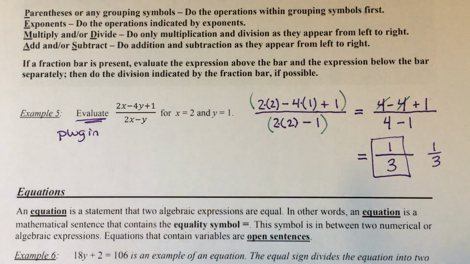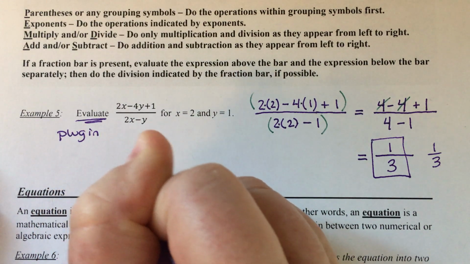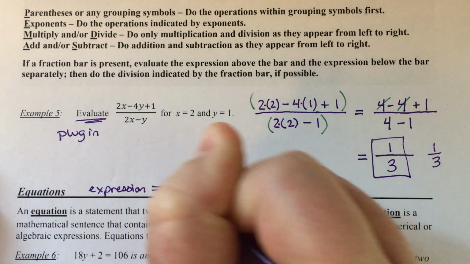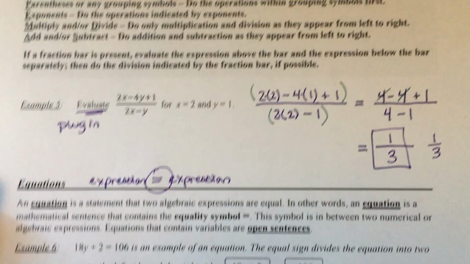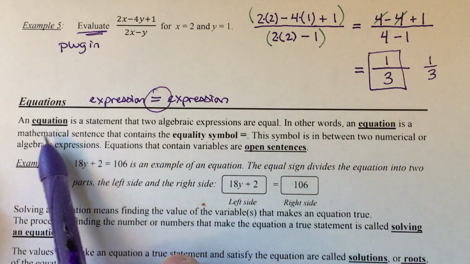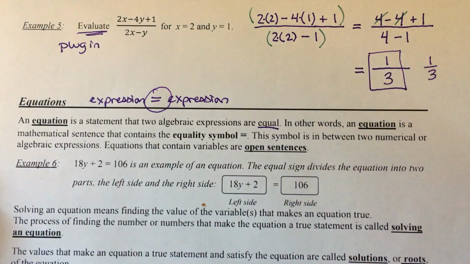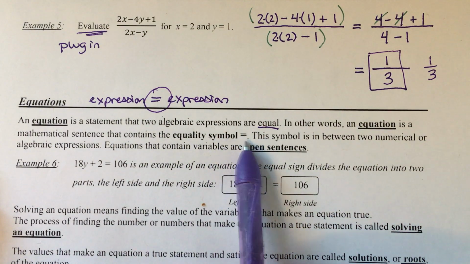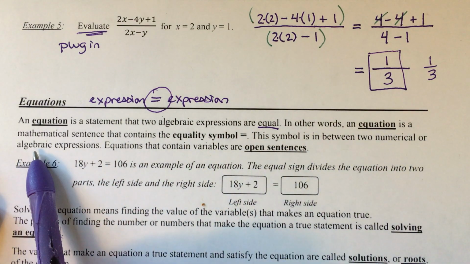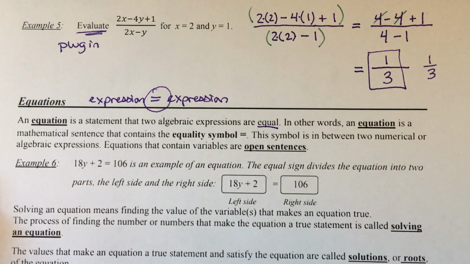So those are expressions. An equation in math is when we take an expression and set it equal to another expression. What makes it an equation is the equal sign. So let's see what this definition says. An equation is a statement that two algebraic expressions are equal. In other words, an equation is a mathematical sentence that contains the equal symbol. The symbol is in between two numeric or algebraic expressions. Equations that contain variables are open sentences, meaning that they could be true or false.